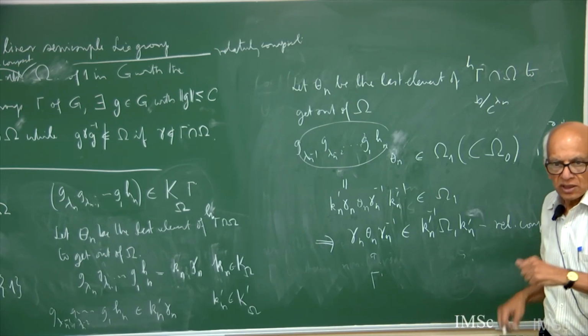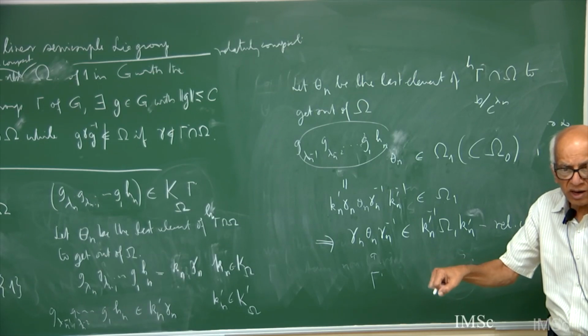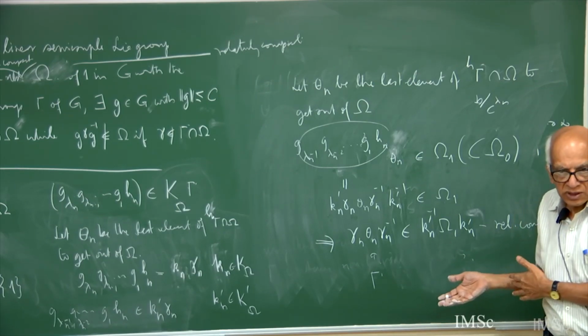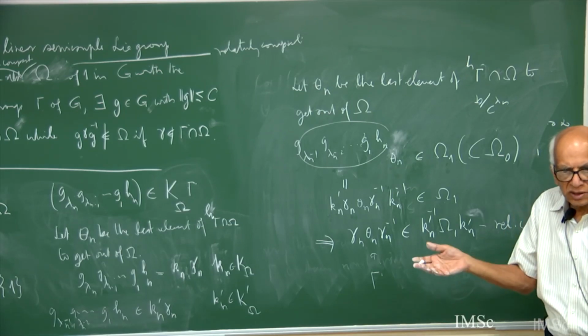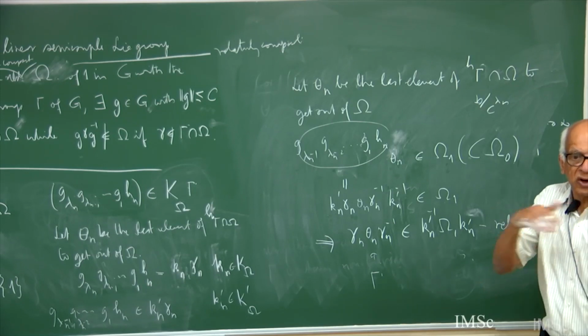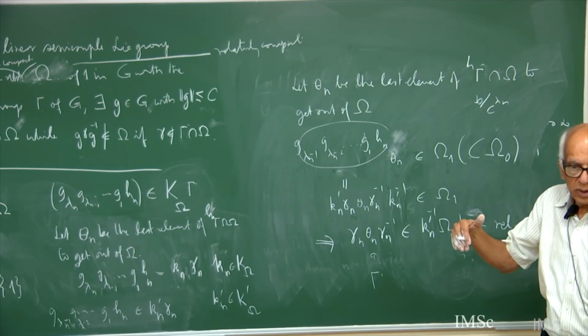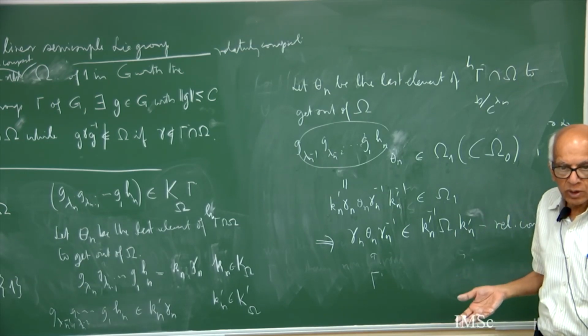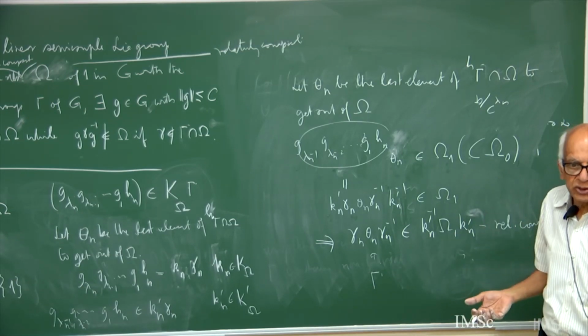All conjugates under gamma tend to 1, therefore the characteristic polynomial tends to 1. But it is the same characteristic polynomial because they are all conjugates, and therefore it must be the characteristic polynomial of 1. That's the only way out, which means the element is unipotent.